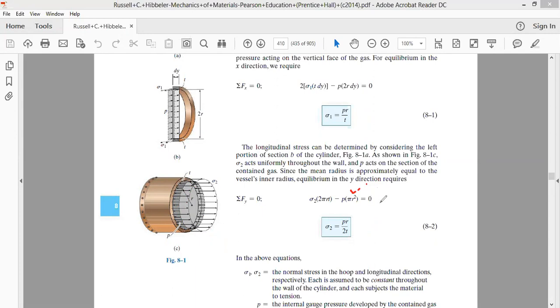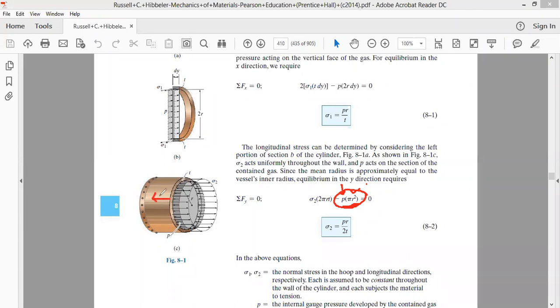Okay, this P into pi r square is the force which is exerted by the fluid having pressure P, and this force is being exerted longitudinally. So this force will try to move this section in this direction. That's why this force has been shown as negative.